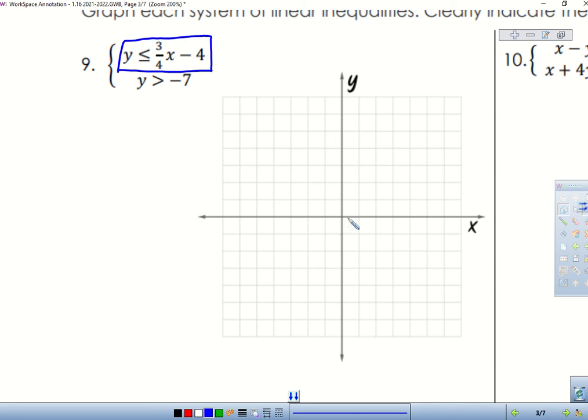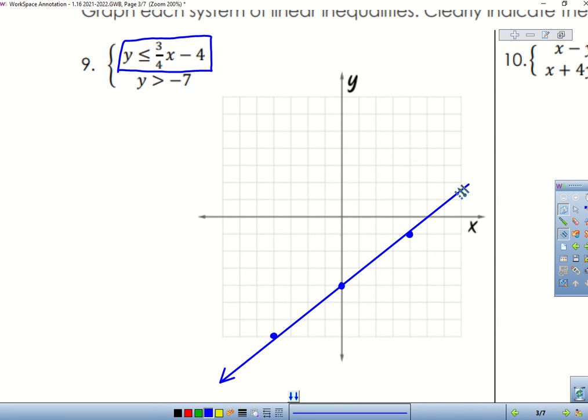So that's going to be -4, 1, 2, 3, 4. And then I'm going to go up 1, 2, 3, and over 1, 2, 3, 4. Now when you run out of room, you can also backtrack, go down 1, 2, 3, and over 1, 2, 3, 4. And this one is going to be a solid line because there is an equal sign under the inequality.